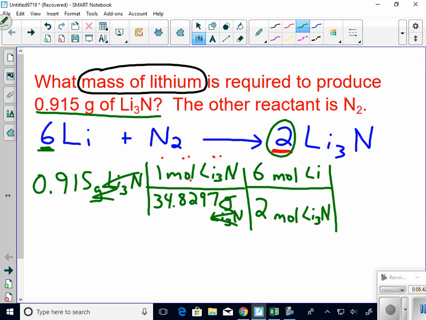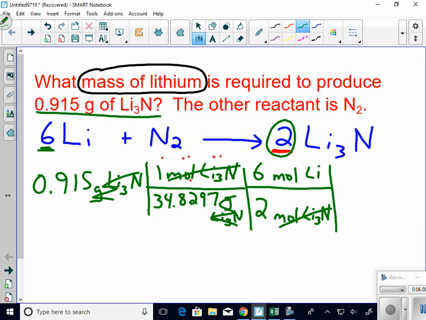Now, do my labels in my factor label method, do my labels cancel? Yes. Okay? Folks, I've been preaching to you that it's important to put labels on everything. Here is why that I've been preaching that.